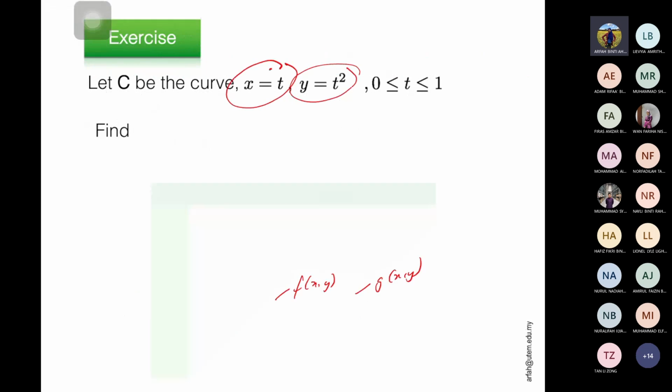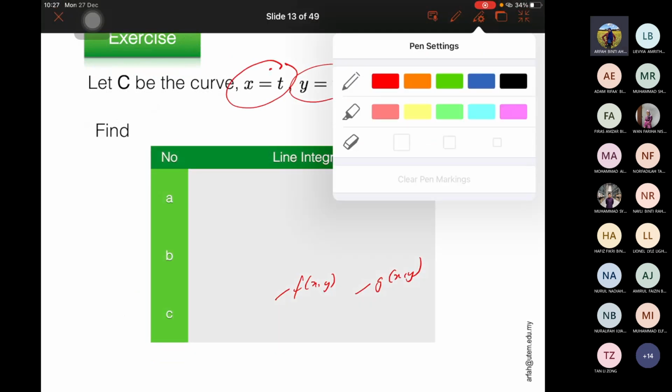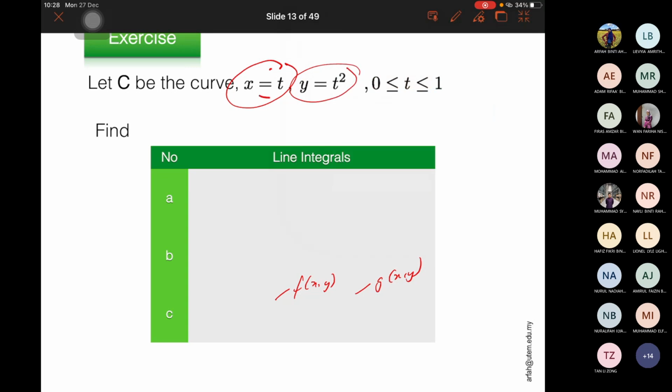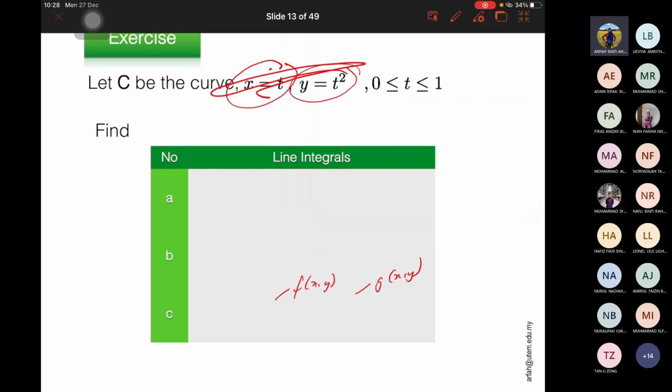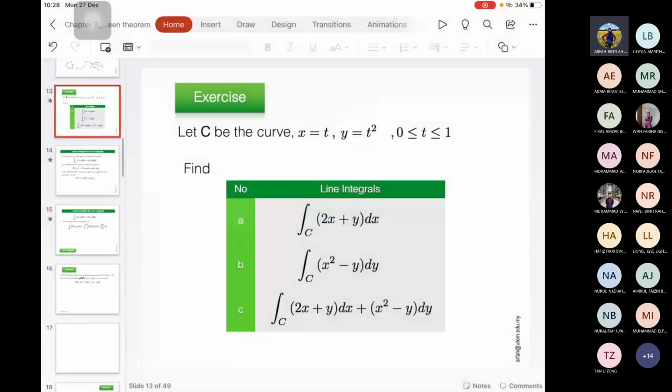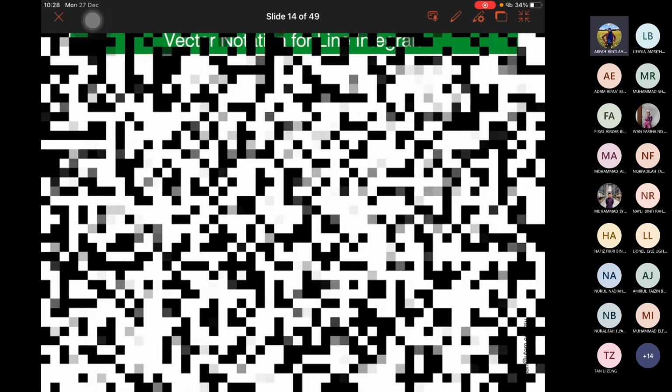So from here, how are we going to solve the vector notation for that particular example? Okay. So this one, vector notation for line integral.